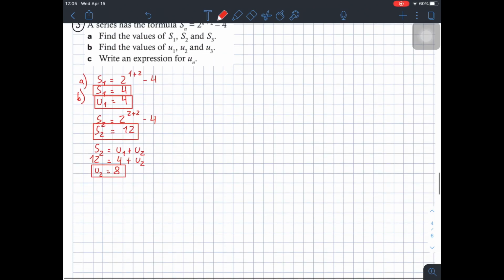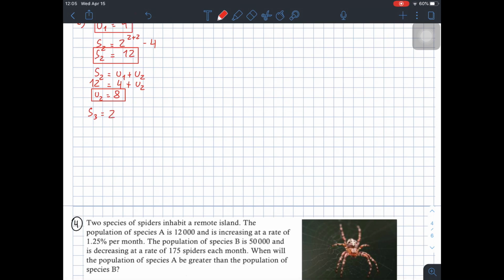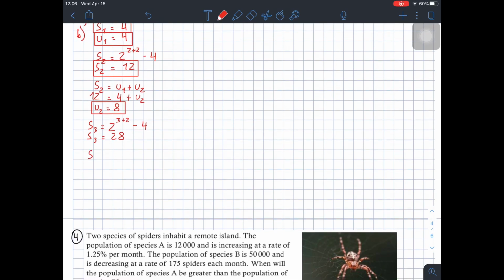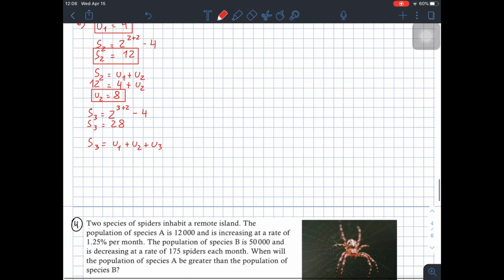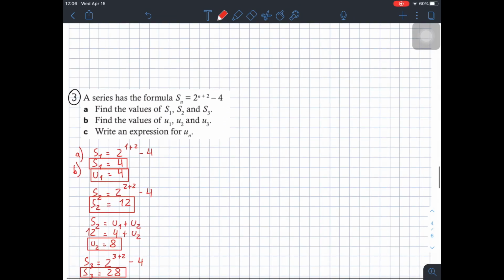Finally, for S3 and U3, we're going to do the same. S of 3, we're going to apply this formula. Is 2 to the power of 3 plus 2, 2 to the power of 3 plus 2 minus 4. If we solve this, this gives us 2 to the power of 5 is 32, 32 minus 4 is 28. Okay, so S of 3 is the same as saying u1 plus u2 plus u3. We already have u1, we already have u2, so we can solve this. 28 equals u1, which is 4, plus u2, which is 8, plus u3, which we don't know. So this is 28 minus 12. 28 minus 12 is 16. So u3 equals 16. Okay, so we have S of 3 and U3. So we finished part A and part B.